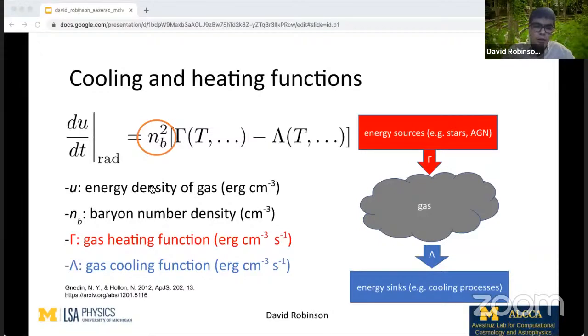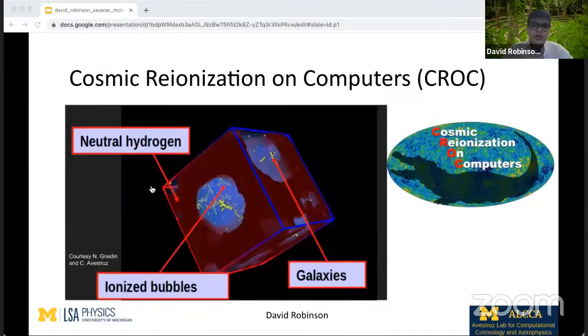And I'll tell you a little bit more in a slide or two about how we actually get the cooling and heating functions within the simulation. So the simulations that we worked with in this project are from the Cosmic Reionization on Computers project, and these are hydrodynamic cosmological simulations of the epoch of reionization. And specifically, they go from about redshift 10 to redshift 5.